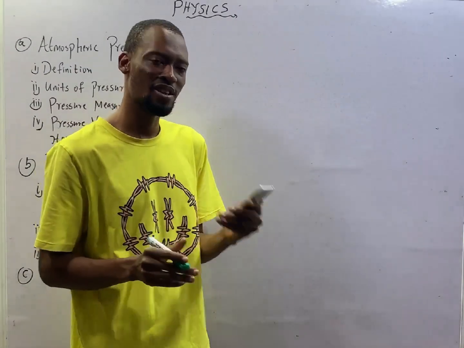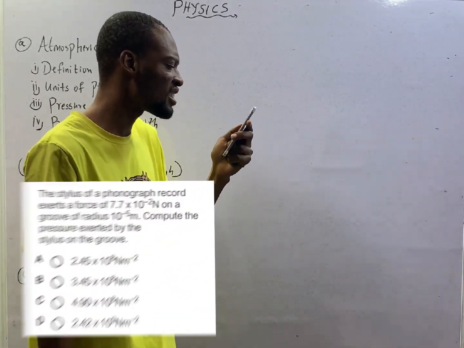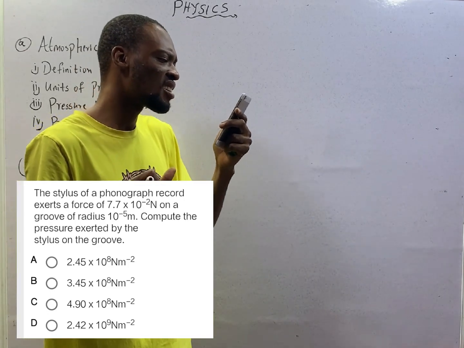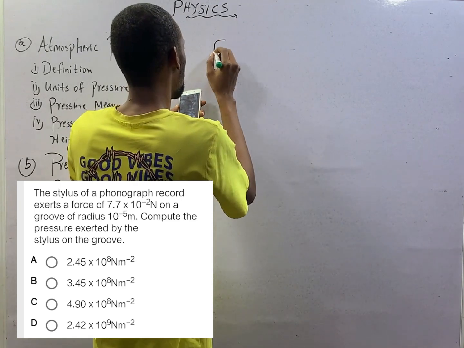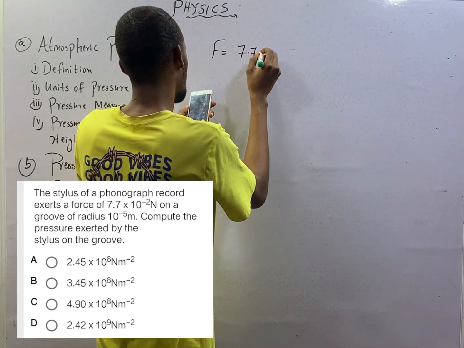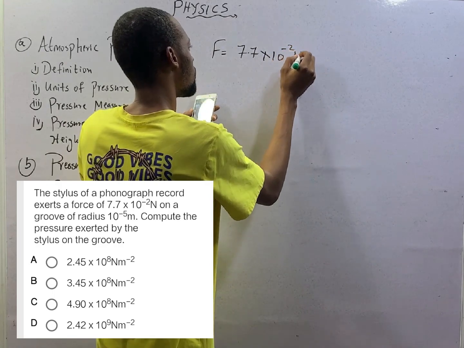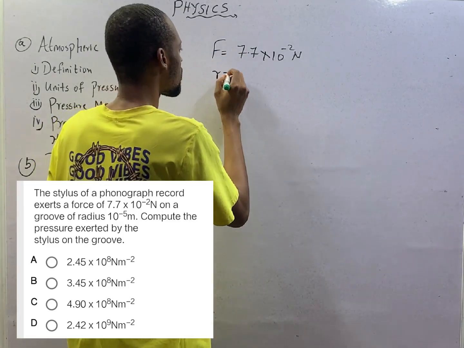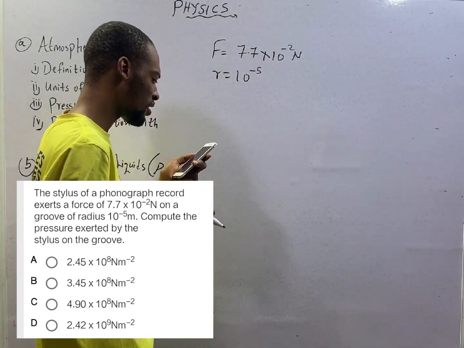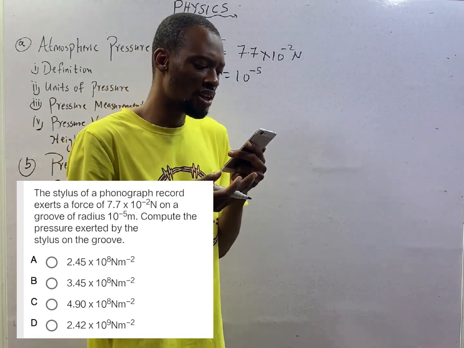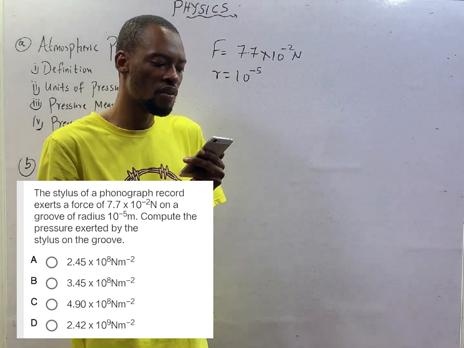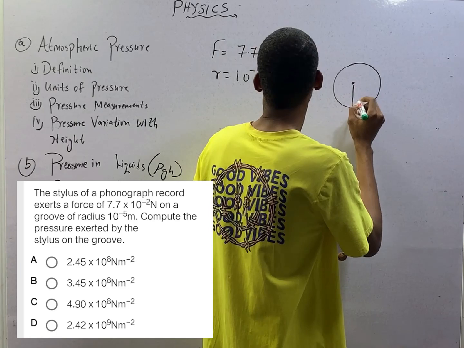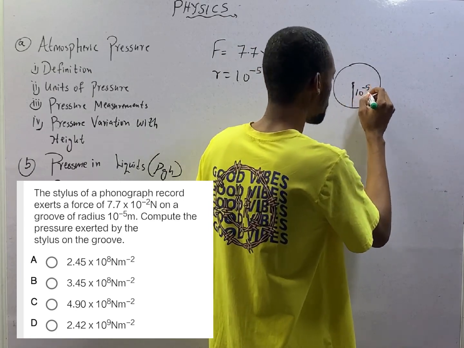Now let's look at these questions under pressure. This question says, a stylus of a phonograph record exerts a force F equals 7.7 times 10 to the power of minus 2 Newton on a groove of radius r equals 10 to the power of minus 5 meter. Compute the pressure exerted by the stylus on the groove. This is the force, and we are given the radius to be 10 raised to the power of minus 5 meter.